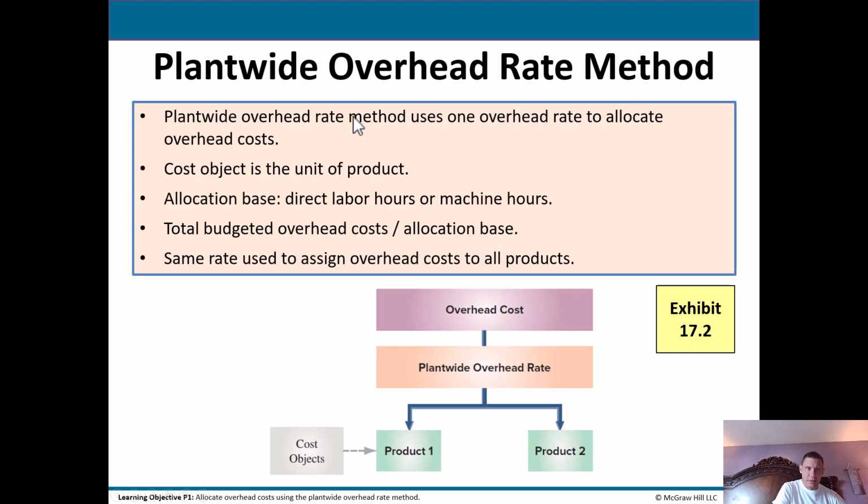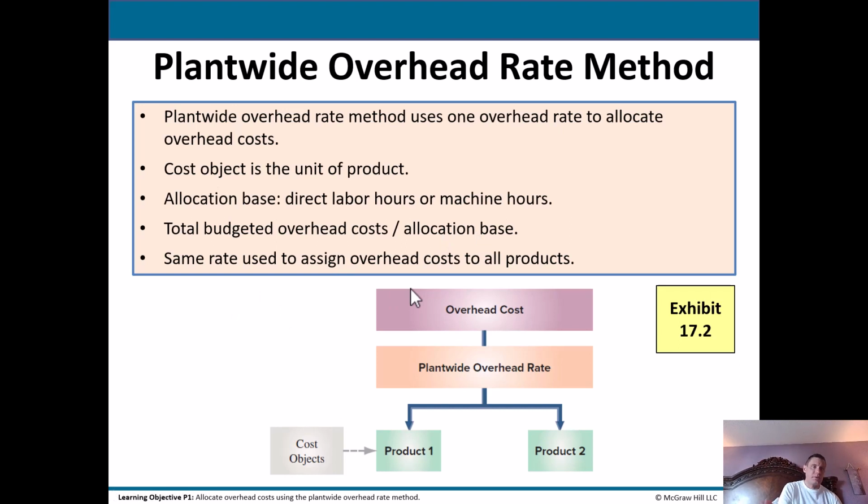So this is the plant-wide overhead rate. This is the simplest one. The cost object is, of course, the unit of product. The allocation base, like we said, would typically be direct labor hours or machine hours. And it's a pretty simple calculation for this one: total budgeted overhead costs divided by the allocation base, again, whether that be direct labor hours or machine hours. The same rate is used to assign overhead costs to all the products.